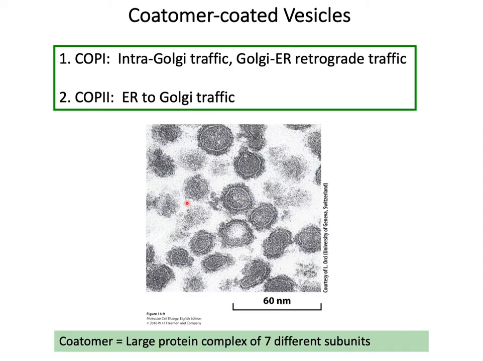What about the coatomer-coated vesicles? I mentioned that COP1 is involved in inter-Golgi traffic and Golgi to ER retrograde traffic, and COP2 regulates ER to Golgi trafficking. These coats are large protein complexes. There are at least 7 different proteins in these coats. We are not going to talk about each of the individual proteins. We are just going to consider the coats in general as large protein complexes.